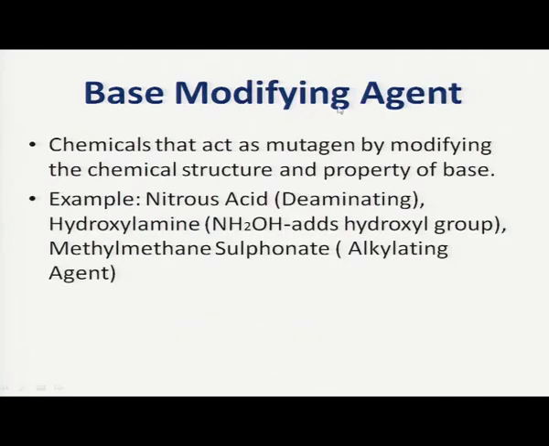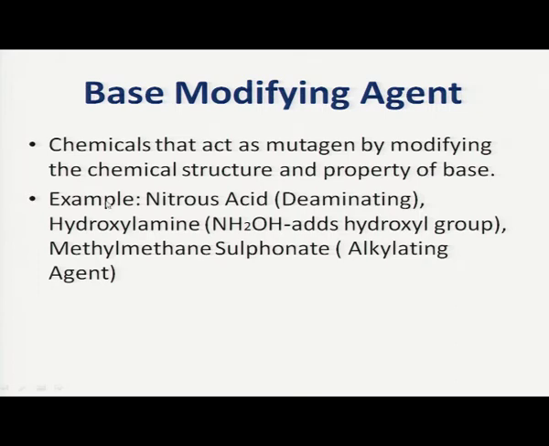Next is the base modifying agent. You can see from the name, the agent, the chemical which can modify the structure of bases. So, base modifying agents are the chemicals that act as mutagens by modifying the chemical structure and property of the base. It is one of the chemical mutagens which can change the structure of normal bases, and accordingly, because of the change in structure, the property of the base can also change.